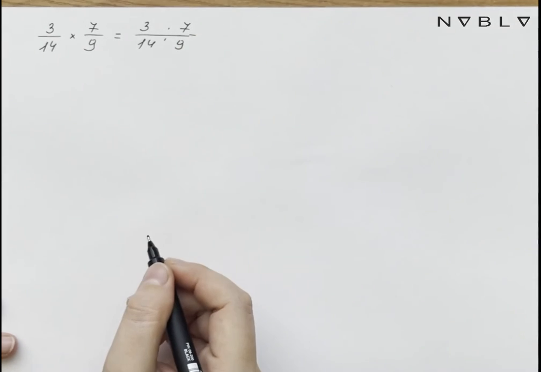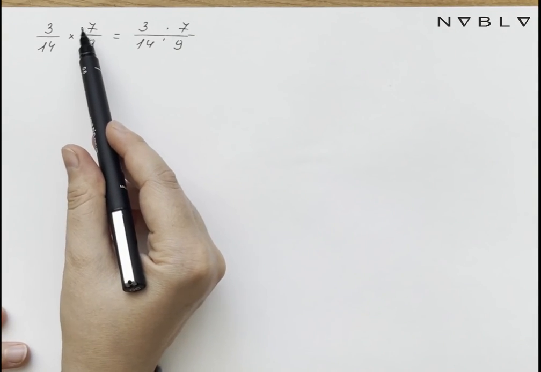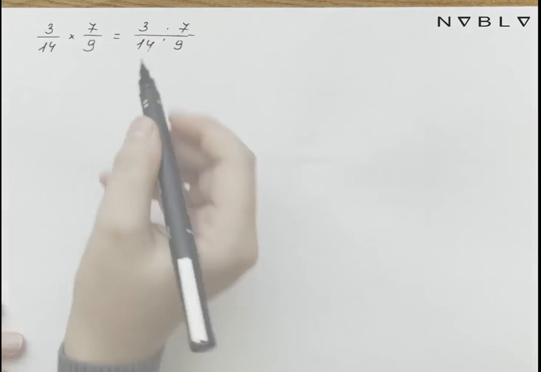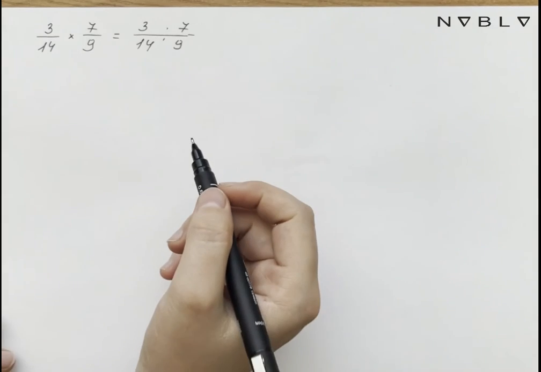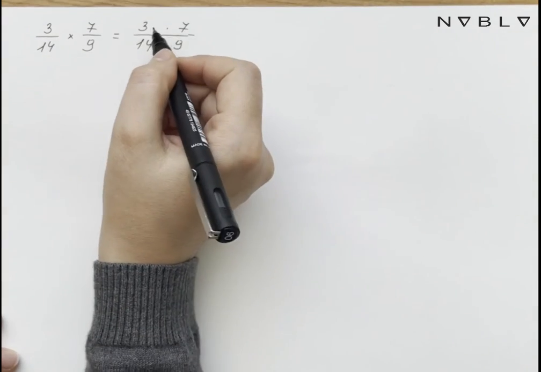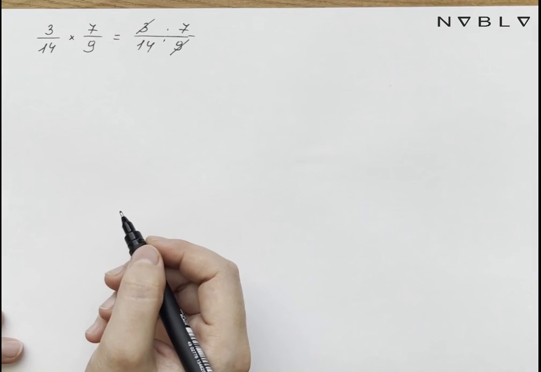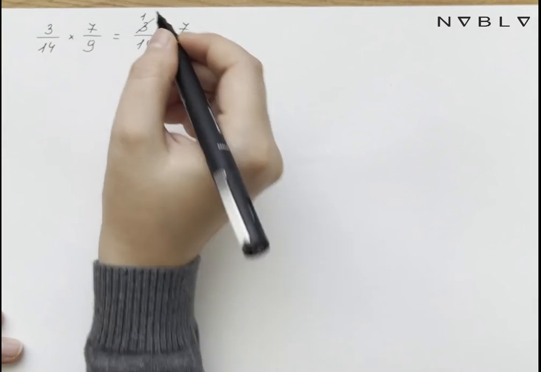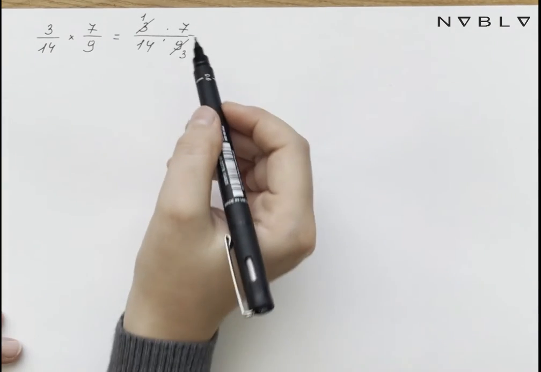When we multiply fractions, we can write them down under the common line, like this, and multiply the numerators and denominators. But if we have numbers that can be cancelled right away, then we reduce them, like this. 3 and 9 are divided by 3. 1 and 3. This is the answer.